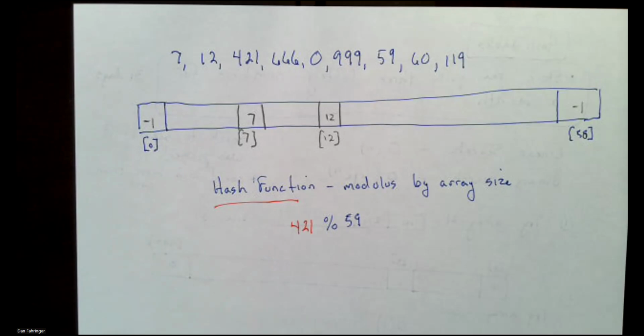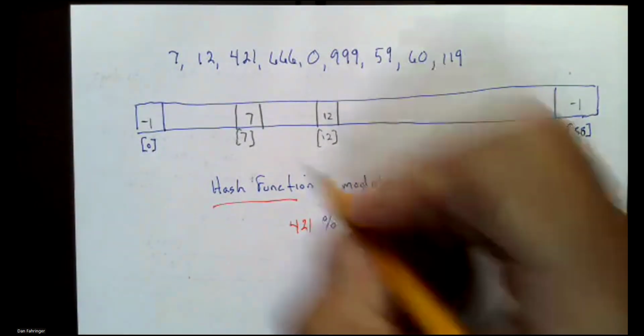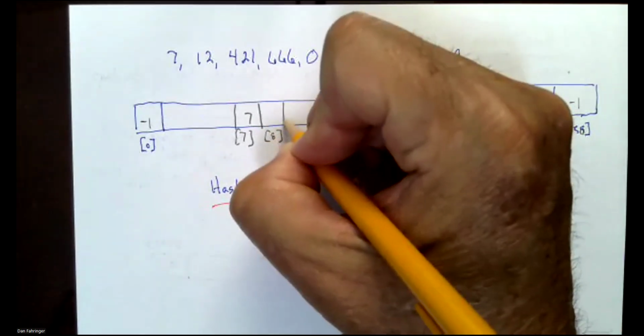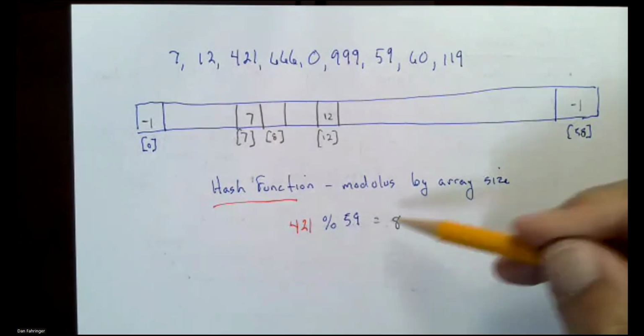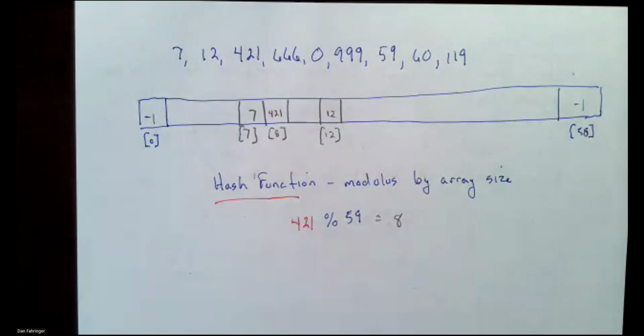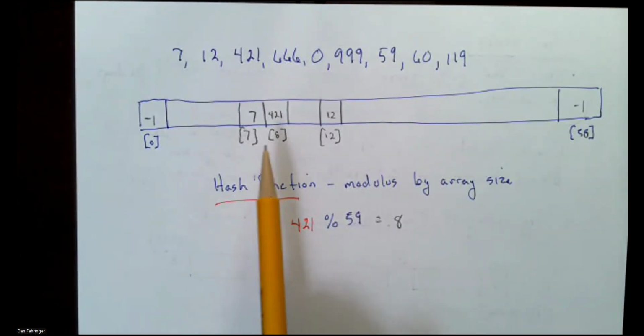Modulus 8. So this turns out to be 8. That equals 8. So I'm going to go right here to 8, and I'm going to store the number 421. Quick formula to tell me where to store it. Quick function to tell me where to go find it.